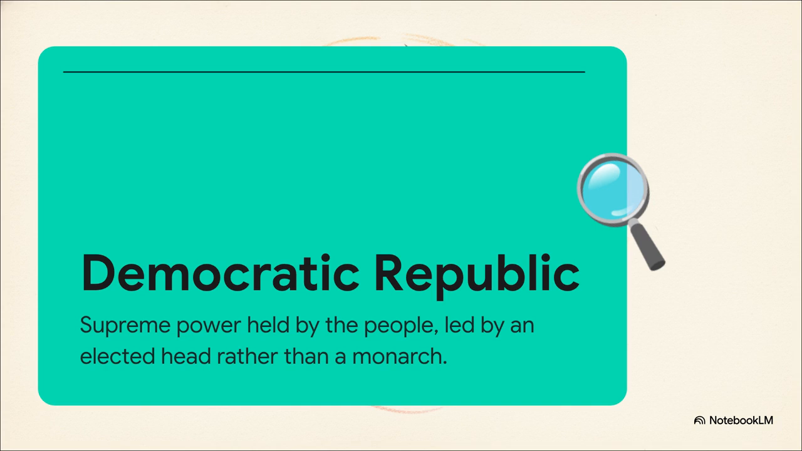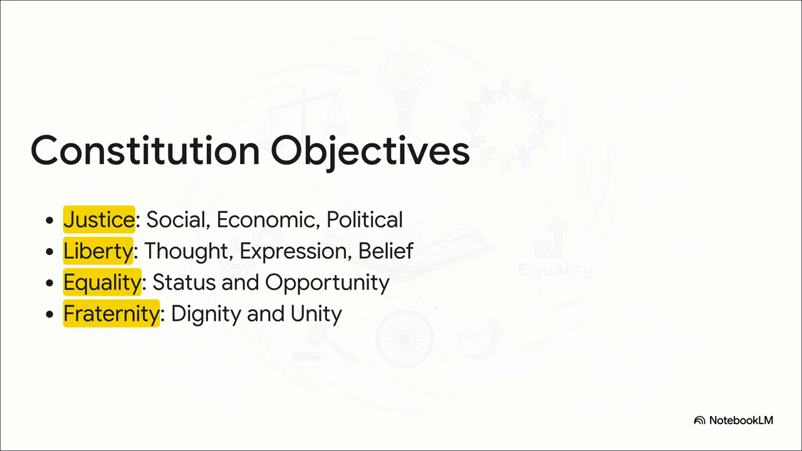That guarantees there's no privileged elite class, and public offices are open to every single citizen. Literally, no kings, no queens, just representatives chosen by the people. And then we have the grand objectives. Trust me, these aren't just fancy vocabulary words, they are the actual deliverables.